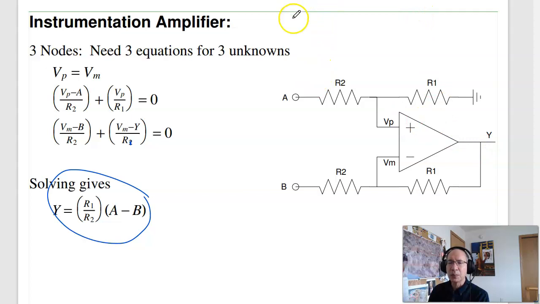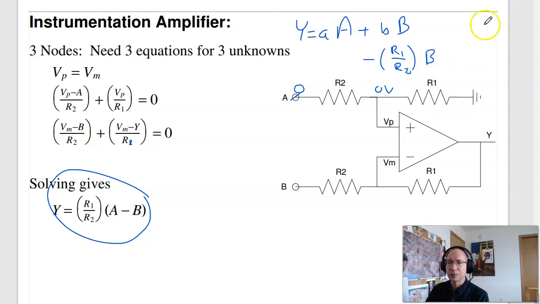A second way, by superposition, I know that the output is something times A plus something times B. So let's zero them out. Let's make A equal to 0 volts and find the gain times B. If this is 0 volts, this is 0 volts, this is 0 volts. That's the inverting amplifier. The gain of an inverting amplifier is minus R1 over R2. So that's B, minus R1 over R2.